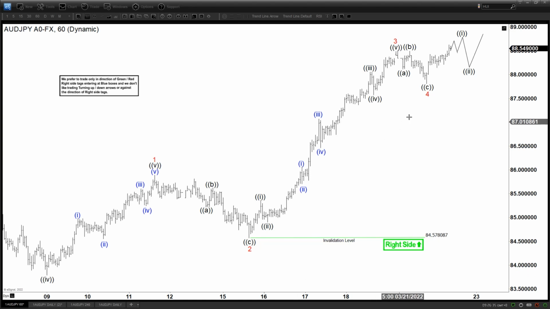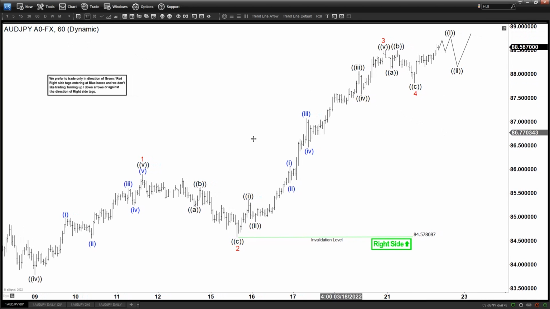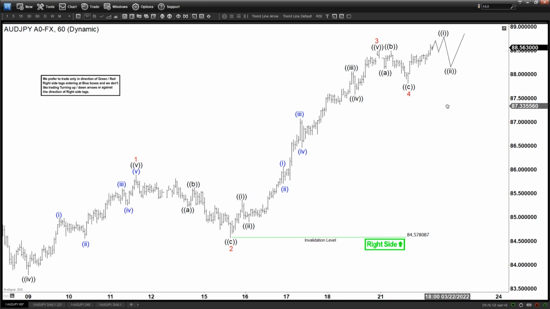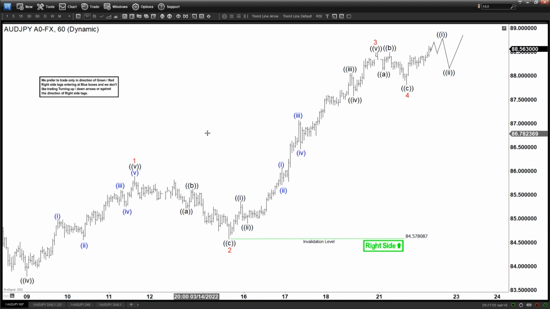Today we will be taking a look at the Australian dollar yen. This is a 60 minutes chart. Now I think for our purpose, this short-term chart probably is not going to be as useful as understanding the longer term direction. But I'm going to explain this from the shorter cycle first, then we can look at the longer term implication here.